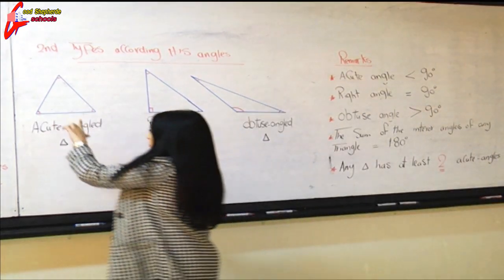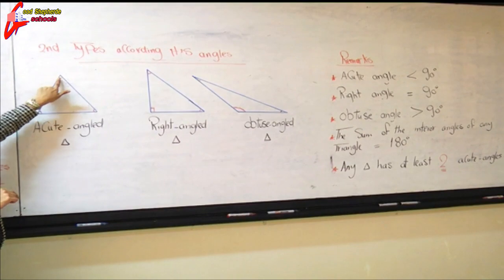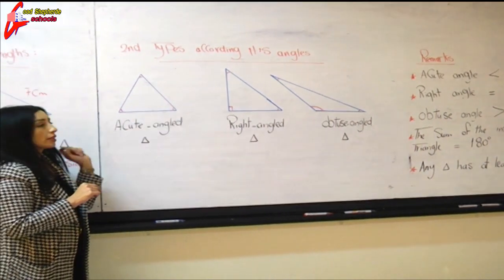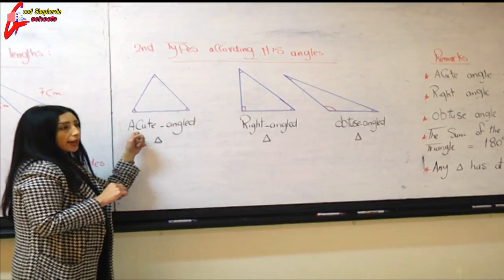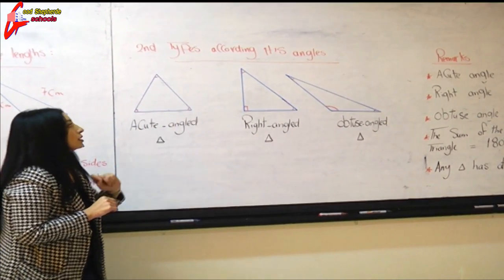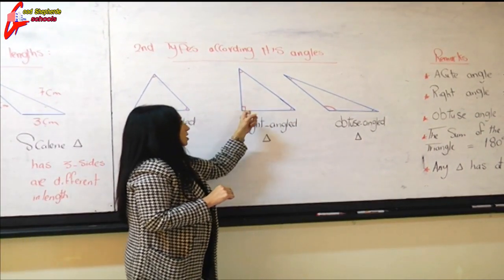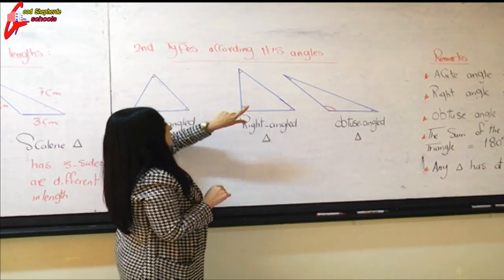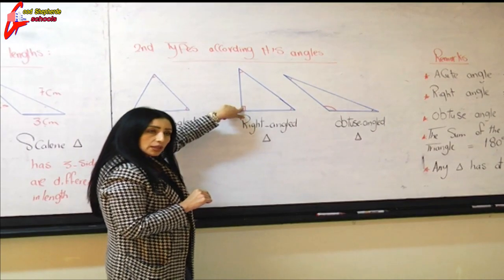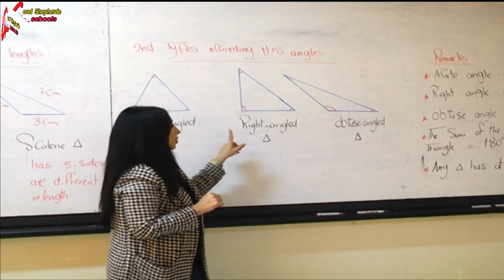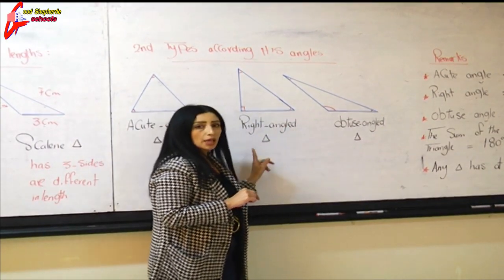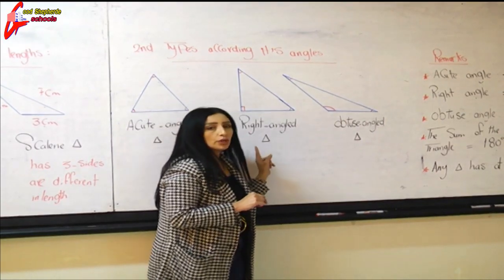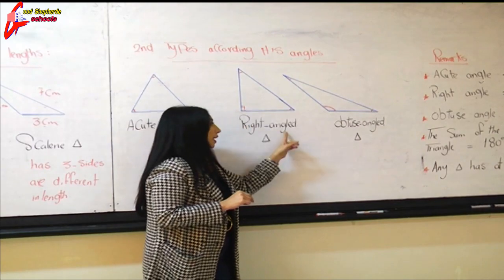Here in the first one, we have 3 acute angles, each one less than 90 degrees. It's called acute angled triangle. And this one has 1 right angle, equal to 90 degrees, and 2 acute angles. Its type according to its angles is right angled triangle.